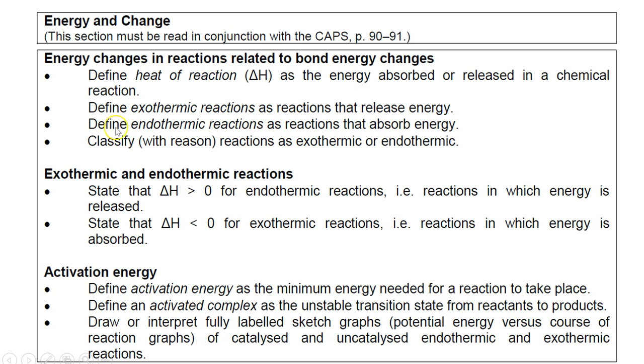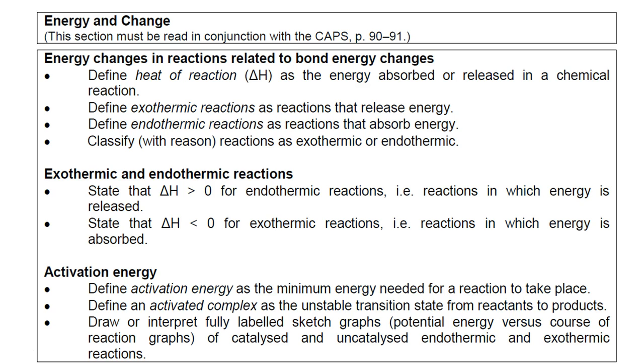We're going to define the heat of the reaction as the energy that is absorbed or released during a chemical reaction. Delta H actually means energy at the end minus energy at the beginning. We're going to look at the definition of an exothermic reaction, and that is a reaction that releases heat. As we had with this fire burning, it releases heat all the time, therefore it's an exothermic reaction.